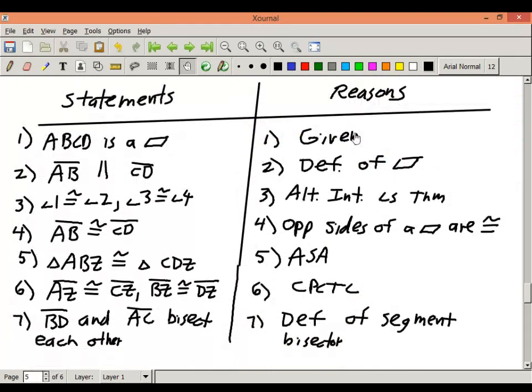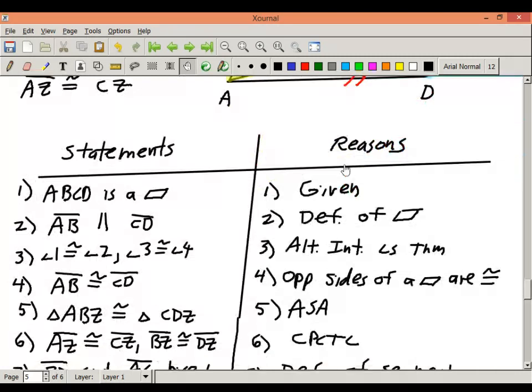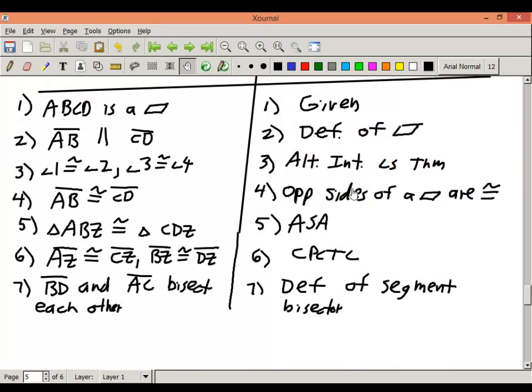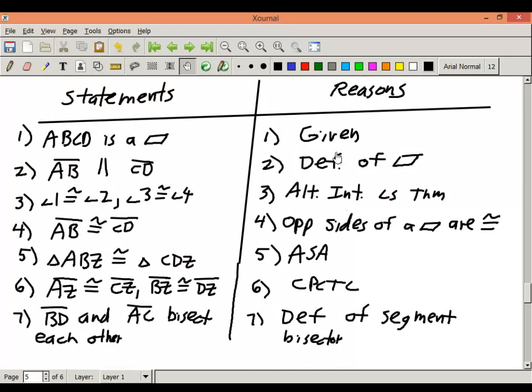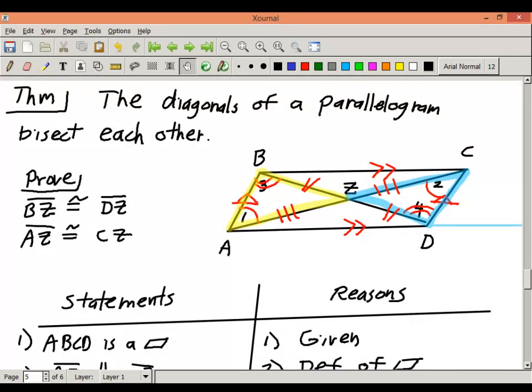Okay, so basically what we've seen then is that these two diagonals have bisected each other. You can tell that the diagonals got cut into two congruent pieces, and our reason for that would be the definition of segment bisector. So the theorem we just proved was that the diagonals of a parallelogram bisect each other. Okay, we just have 2 more examples to go, and that'll wrap it up.